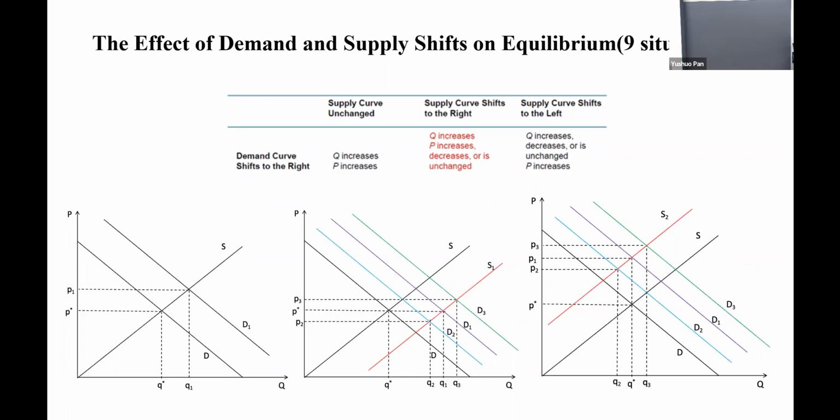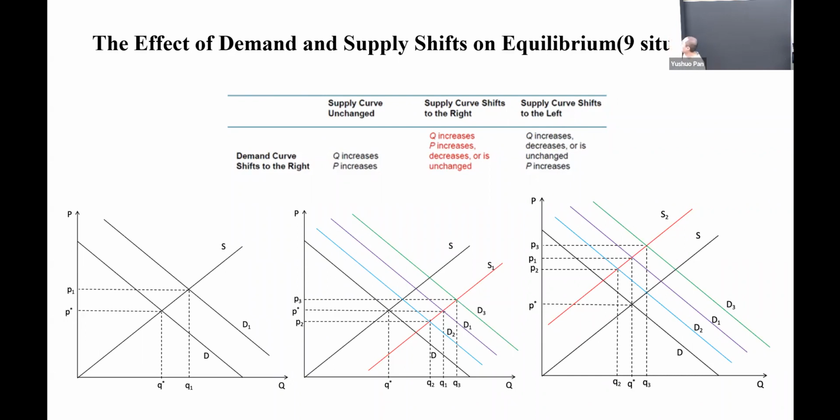So it depends on the different amount of shifts by the demand curve. You have three different scenarios. But in whatever scenario, your quantity always goes up. What's ambiguous is the price. It could be unchanged, go up, or go down. So if the demand curve shifted to the right and the supply curve shifts to the right as well, Q increases anyway in all scenarios, but P could increase, decrease, or be unchanged. The same logic applies for the third one.